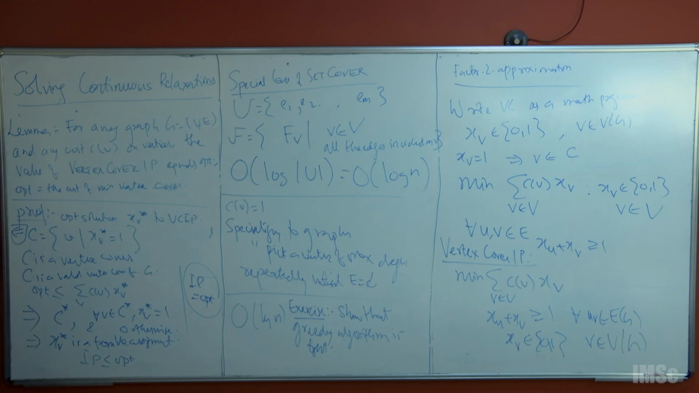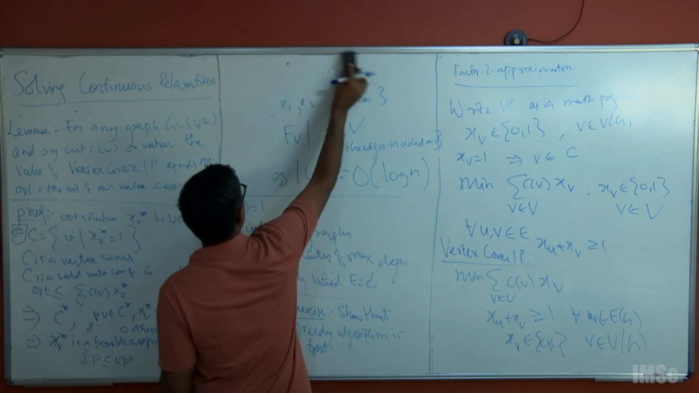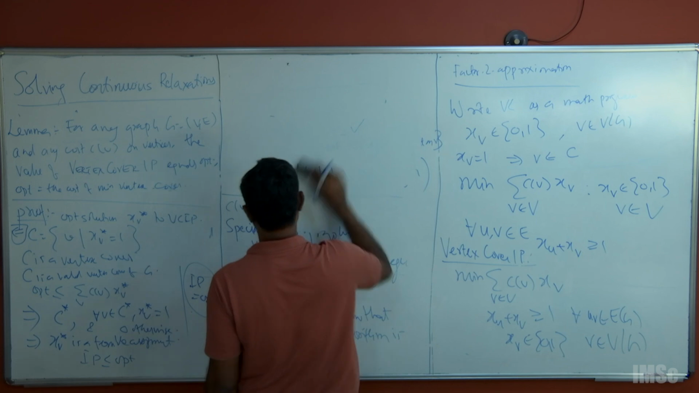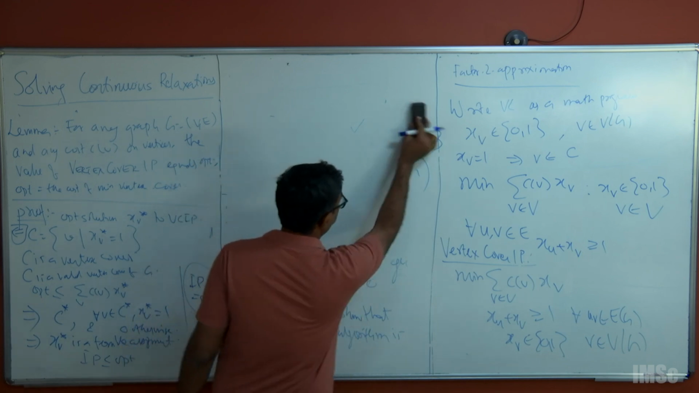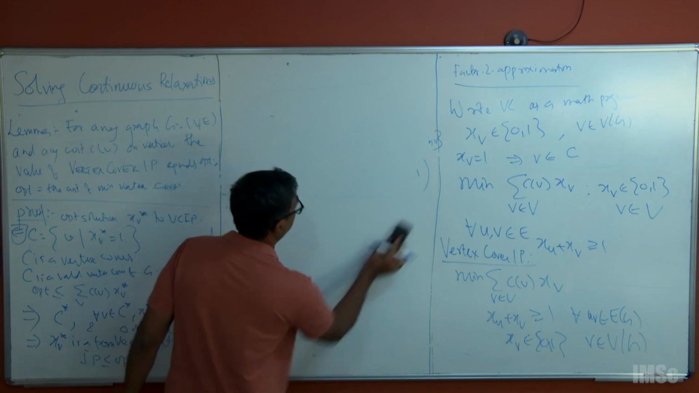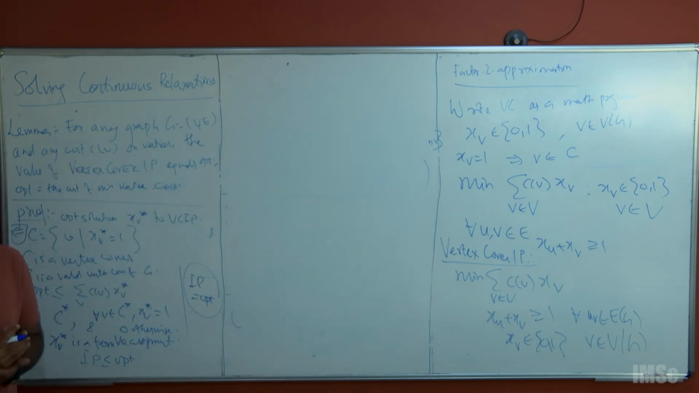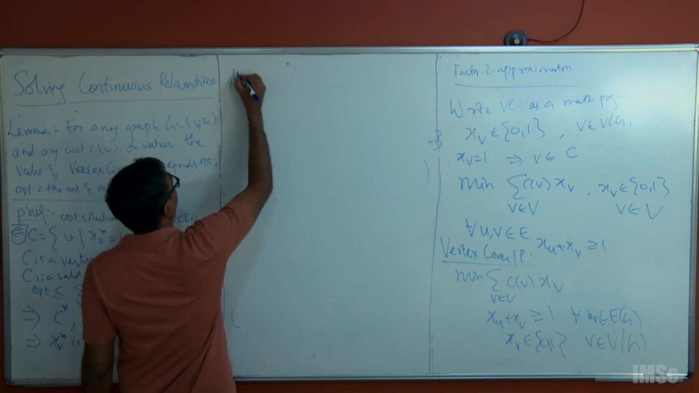Okay, is that fine? Okay. So, what we have done is basically converted a combinatorial problem into some math program. So, what kind of general form of math program will we be working with? So, how does a math program look?